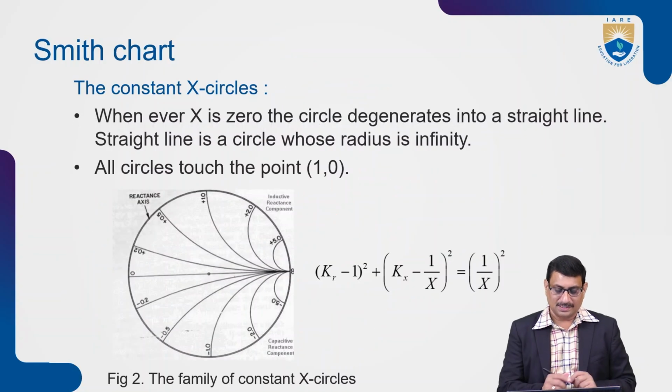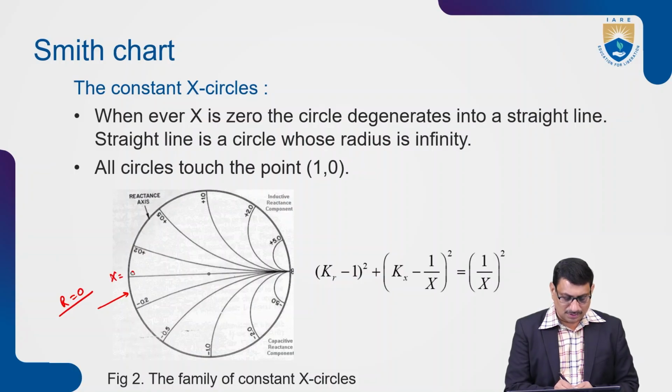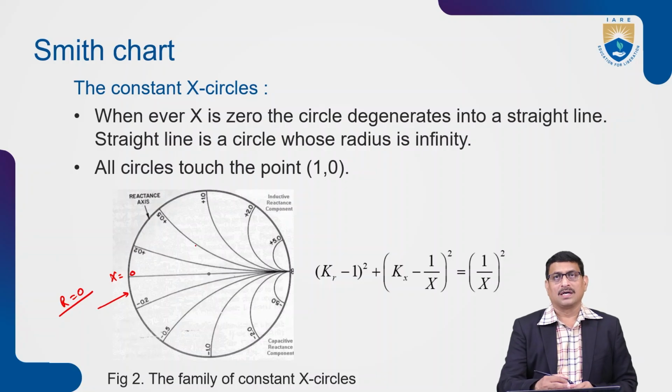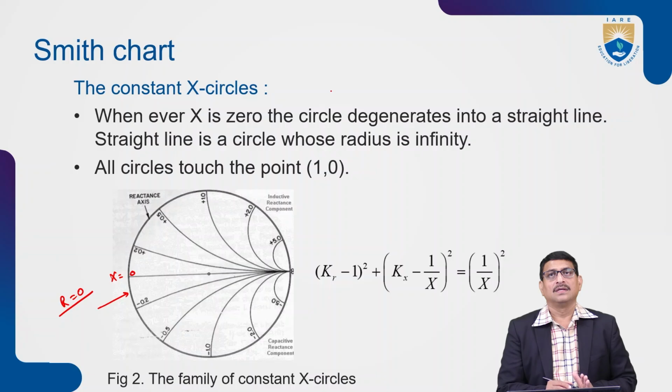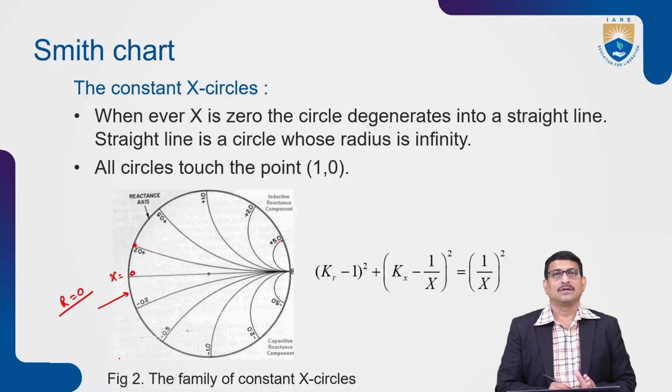And if you look at what we have drawn, this is the R is equal to 0 circle, and this is the X is equal to 0 circle. Positive values lie above the horizontal axis. To minimize the drawing, we have drawn only up to here. Otherwise the circle goes around and comes back, and we are not drawing those circles. We have again taken up to the R is equal to 0 circle to minimize it.